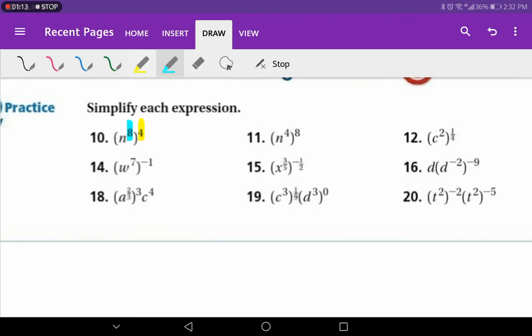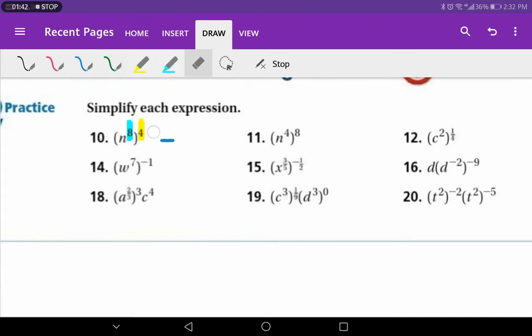Now let us take another one. Here he switches the powers, the 4 inside and the 8 outside, and he tries to tell you it does not matter. You just multiply 8 by 4, so n with power 32 also, as well as here.